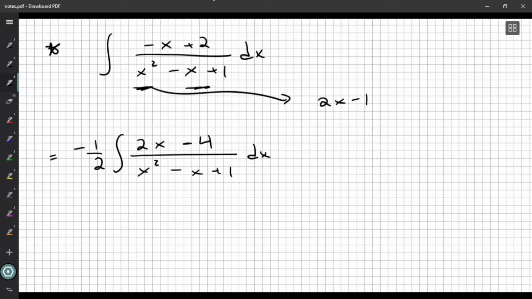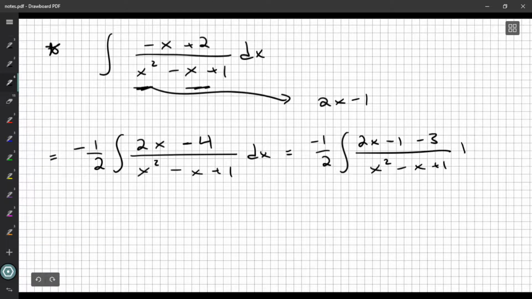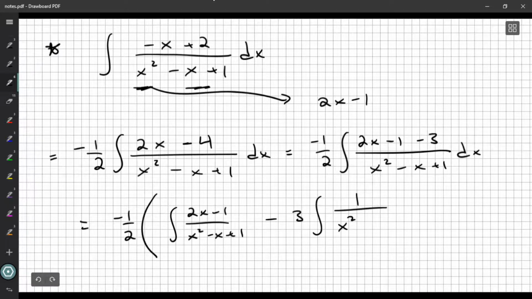Okay, now, why bother with that? Well, now I can split this up as something that the substitution rule will easily apply to. Minus 3 times, and then we've got this expression here. Okay, so this part, very easy to work with.